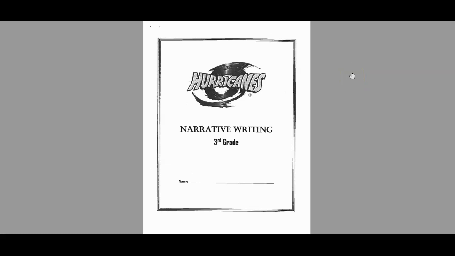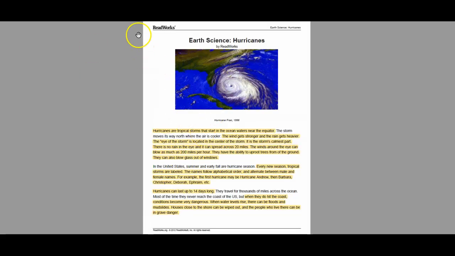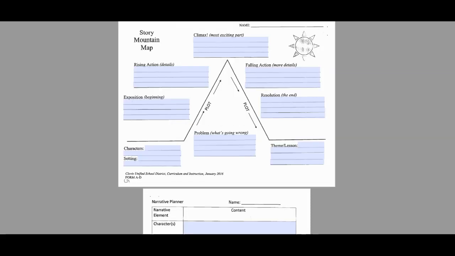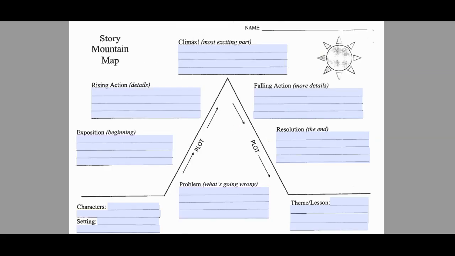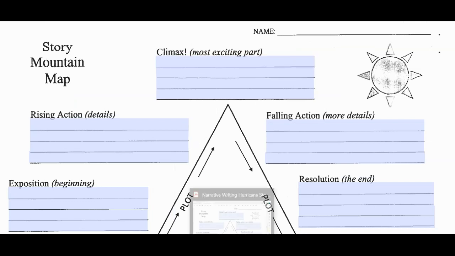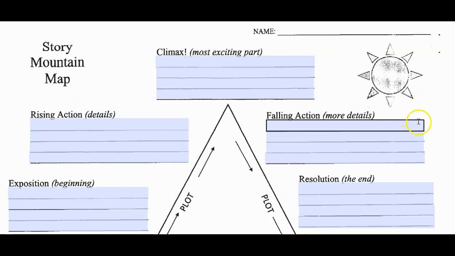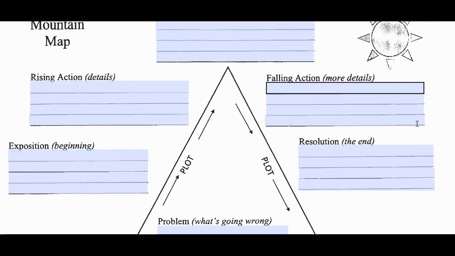All right, so we're going to continue in our narrative writing. Okay, hurricanes. We read this, the Earth science hurricanes. We answered the questions. Now we're going to fill this out. Now you're not going to fill it out with what I write, because that would be my story. You're going to fill out your own story.